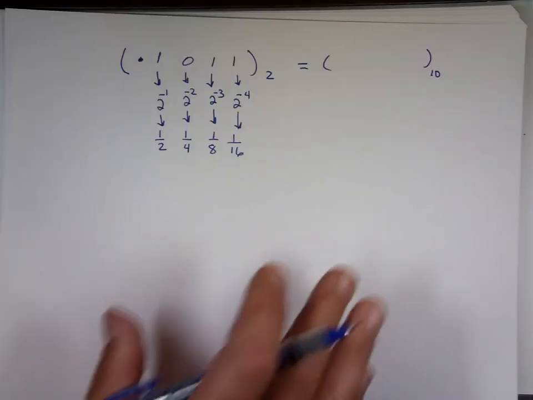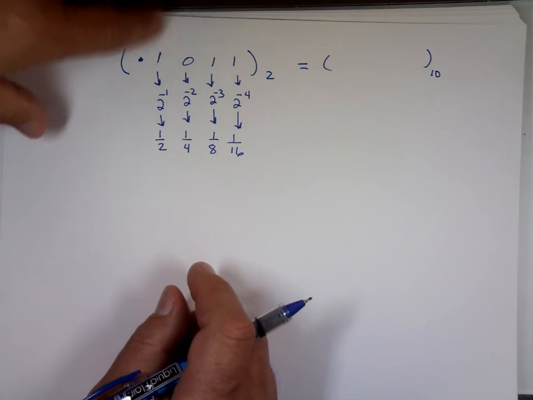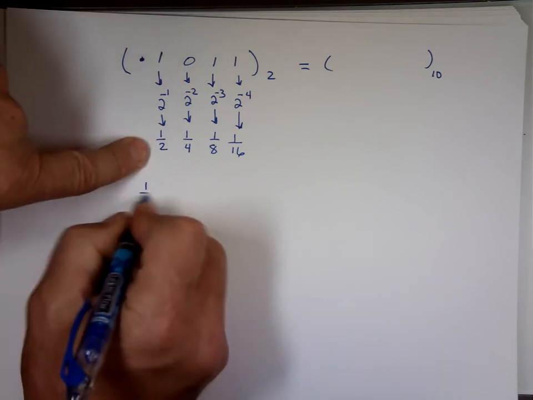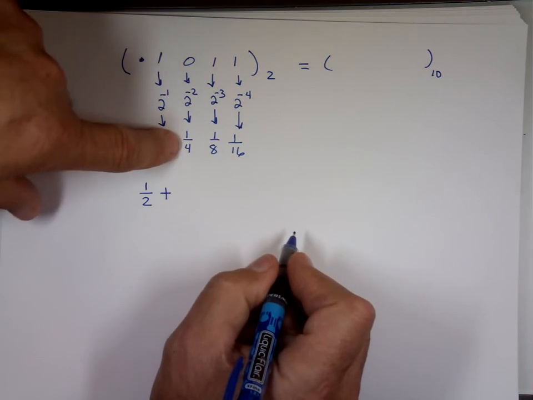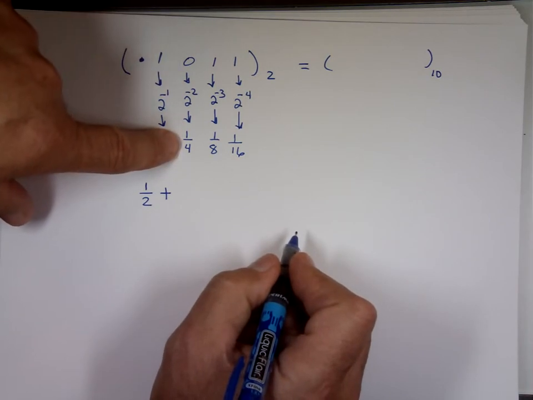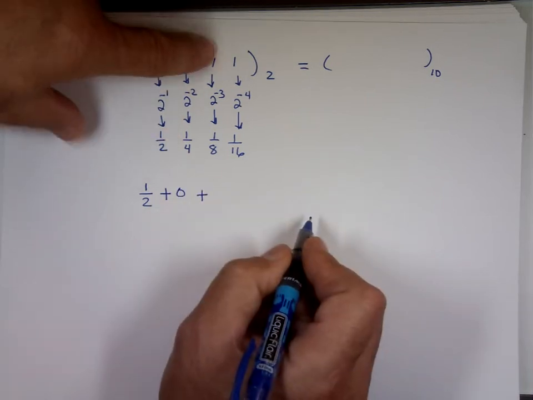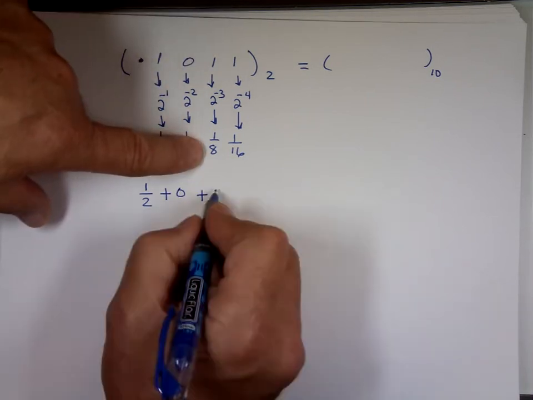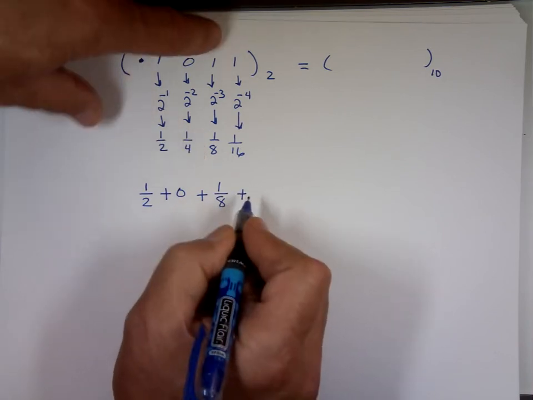So it's going to be 1 times 1/2. What's 1 times a half? 1/2. 0 times 1/4. 0. 1 times 1/8. How about 1/8? 1 times 1/16.